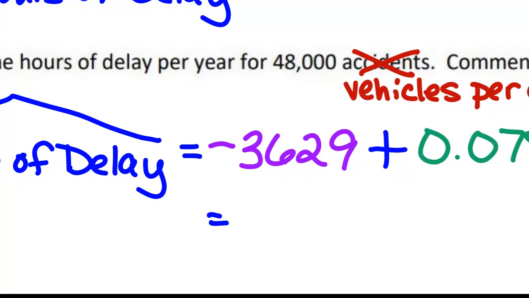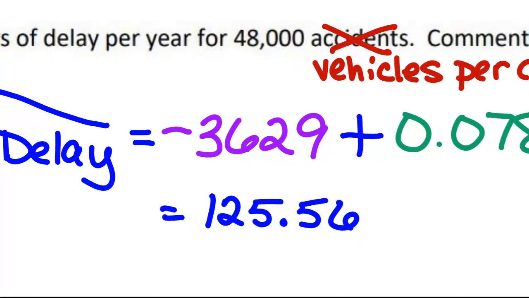What did we get? Let's ballpark it out to 2 decimal places. 125 point, I didn't hear what you said after that. 56. Would that have units with it? Hours.